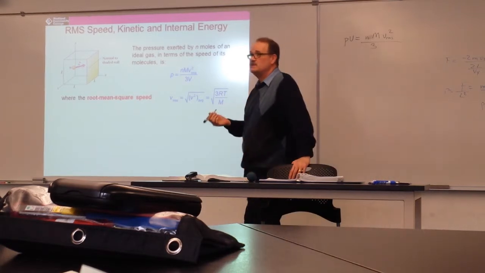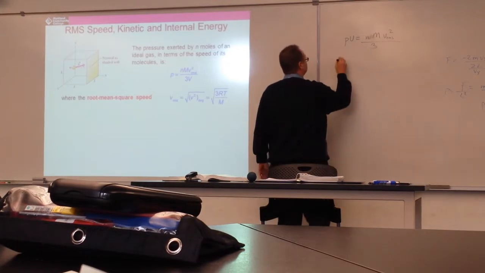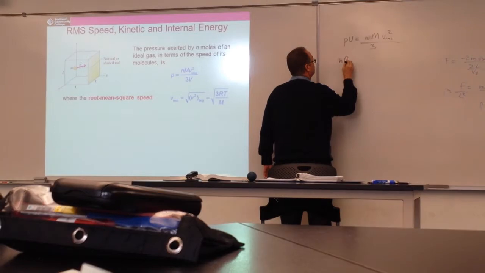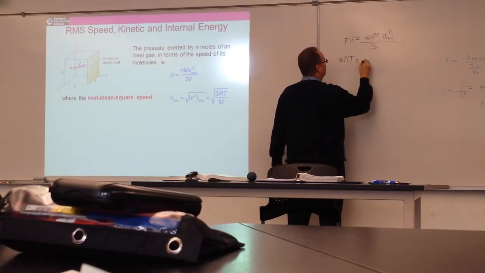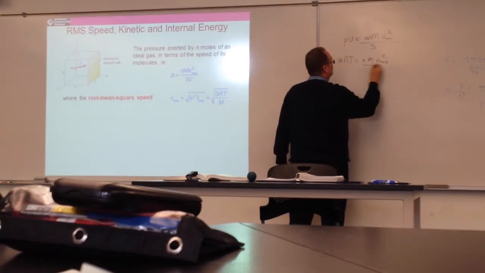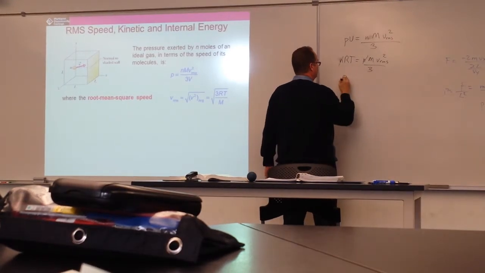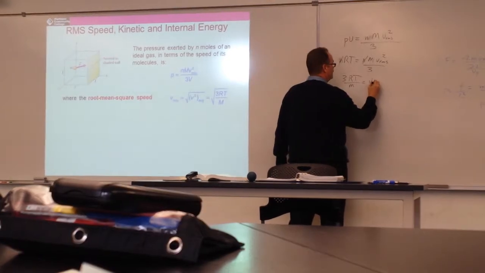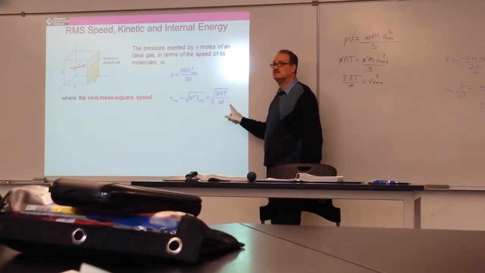But if it's an ideal gas, what does PV equal to? nRT. Let's use the RT, because I ultimately want to get an R in there, so we'll use nRT. You could use nKT. Now I've got N, M, VRMS squared over 3. Well, the N's cancel out. Multiply by 3, I get 3RT over M equals VRMS squared. Take the square root of that, and I'm here.